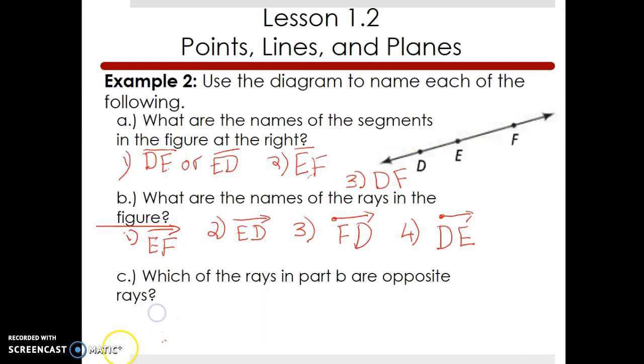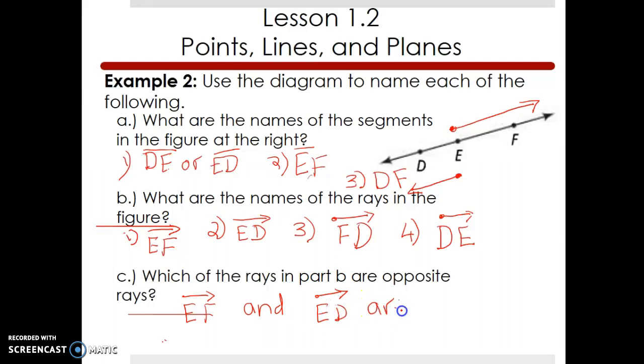And now what I'm going to do is opposite rays. So opposite rays are rays that have the same endpoint, but they go in the opposite direction. So over here, this is going towards that, and that's going this way. So I'm going to say ray, endpoint goes first, EF, and ray ED are opposite rays.